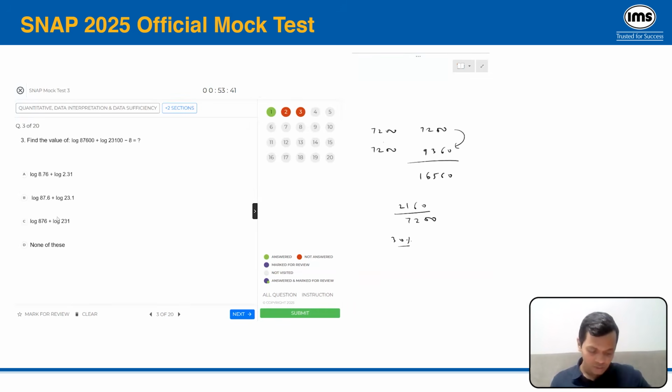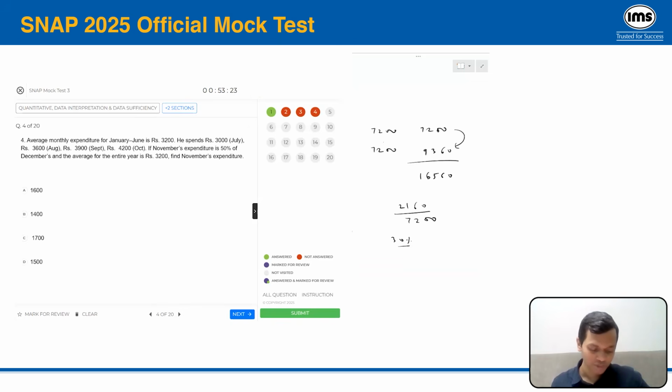Not going to do this. Lot of X, Y's and Z's. So let's go ahead. Log of this plus this minus 8. Okay. Not sure what is happening. Let's go ahead. Average monthly expenditure. Okay, looks easy.